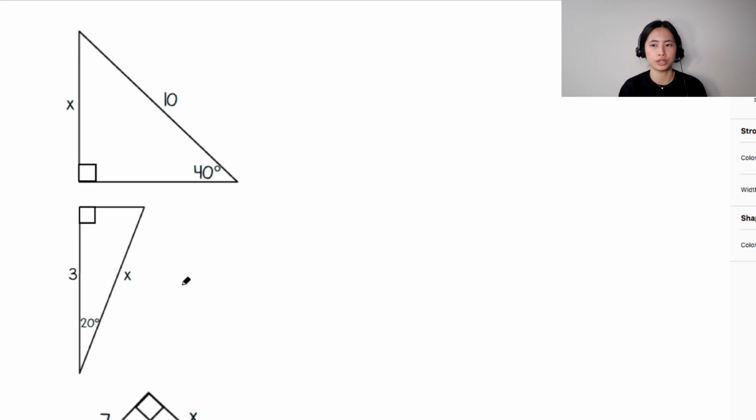Okay, so now let's move on to this question. So we have x over here. Now we know that the hypotenuse is 10, right? As I mentioned, you don't need to look for this angle over here. I mean, don't make math too hard. You know what I mean? Because 40 degrees is just given, right? Just use that.